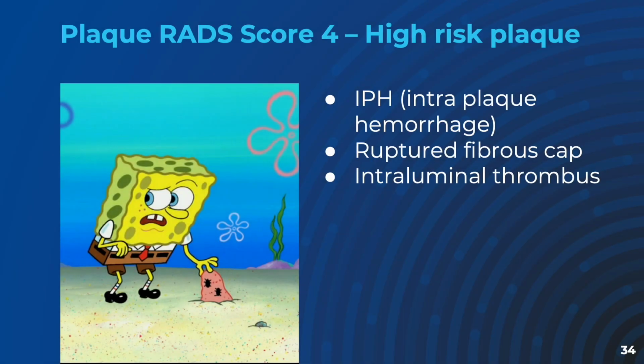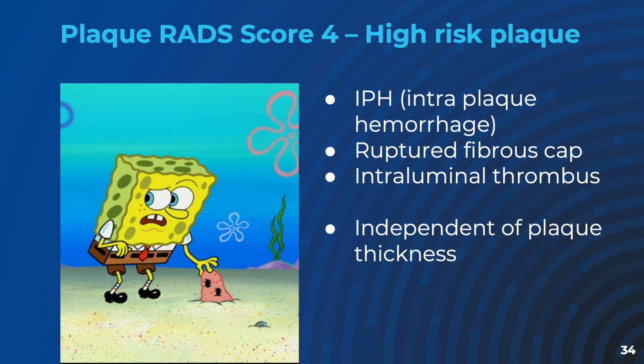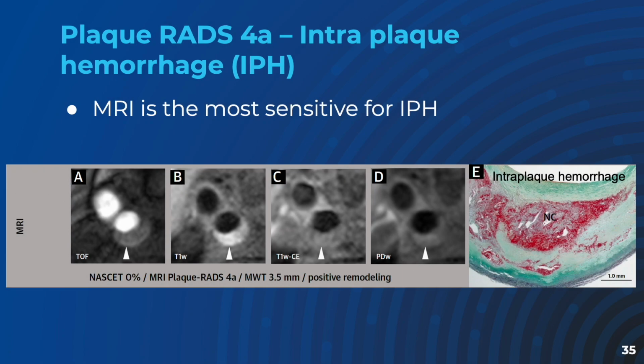The highest Plaque-RADS score is a score of 4, and this is high-risk plaque. So in SpongeBob's world, this is something very dangerous that's coming out of the seafloor. In terms of the carotid bifurcation, it means that there's presence of intraplaque hemorrhage, ruptured fibrous cap, or even intraluminal thrombus. And this is independent of plaque thickness. So I won't spend too much time on Plaque-RADS score 4A, intraplaque hemorrhage, because it's really hard to see this with ultrasound. MRI is the most sensitive imaging modality for detecting intraplaque hemorrhage.